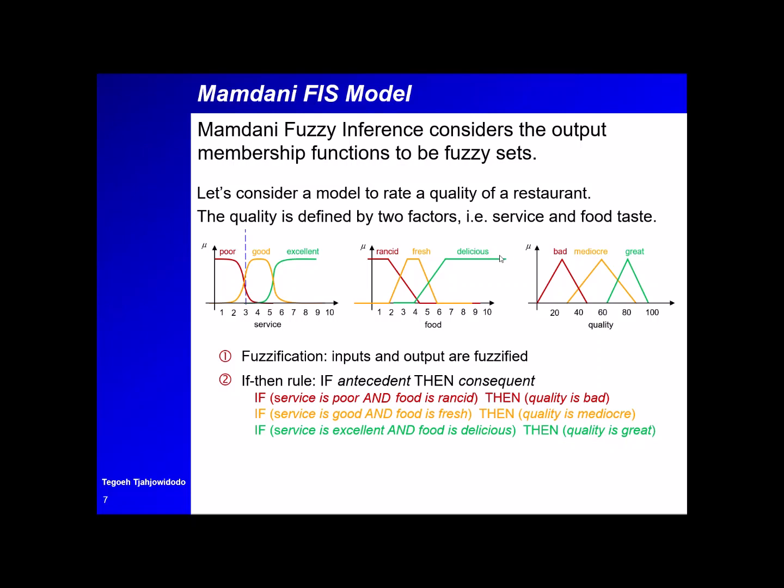For instance, for the service of one particular restaurant, in my language, I will give a grade of 3. For this restaurant, the service is not that good, well, slightly good, rather poor, but not excellent. So I will give a scale of 3 for the service.